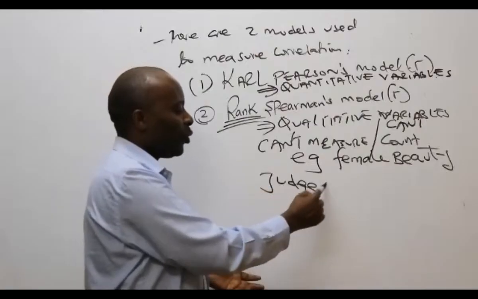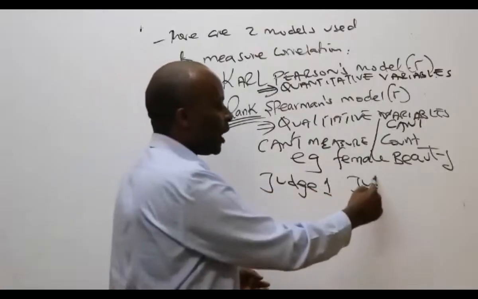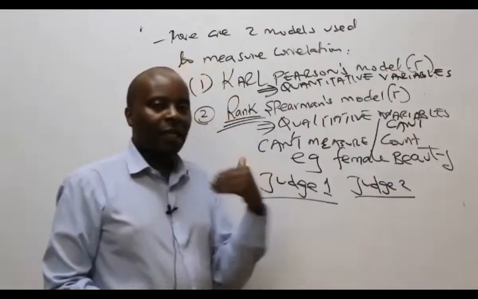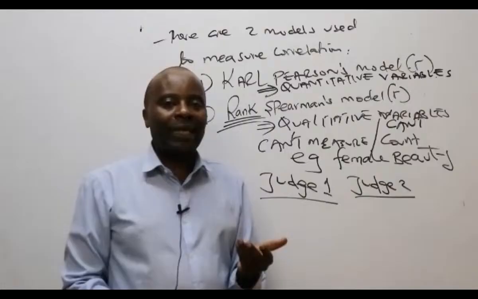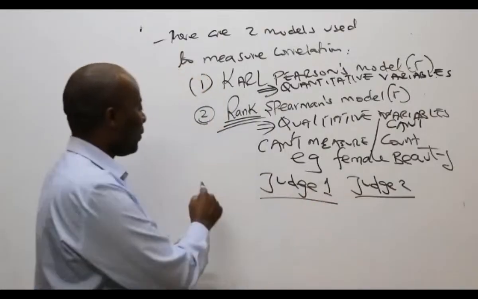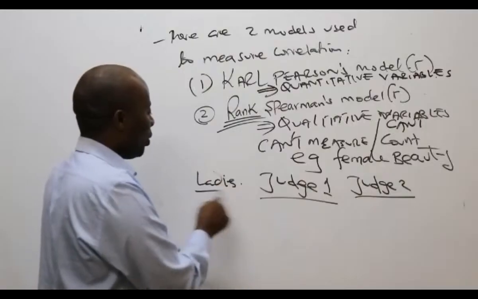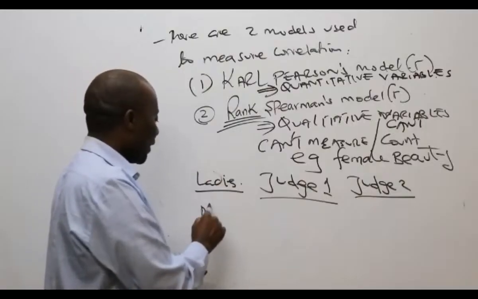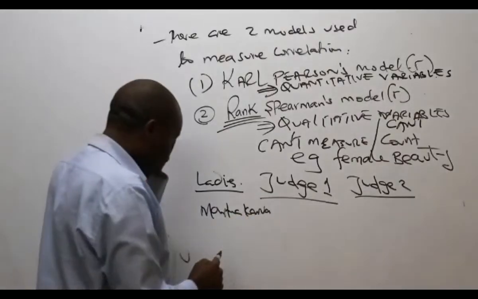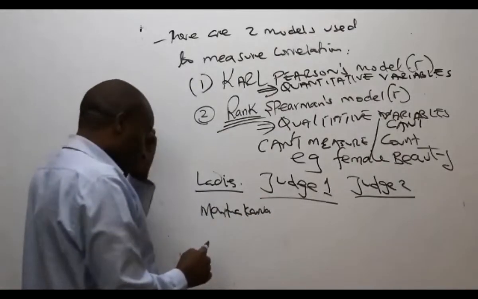Have, for example, judge 1, and then here we have judge 2. So these judges will be gentlemen who are idlers out here. You get some idlers, and then you give them names of ladies. You have, for example, here, Mother Karua.